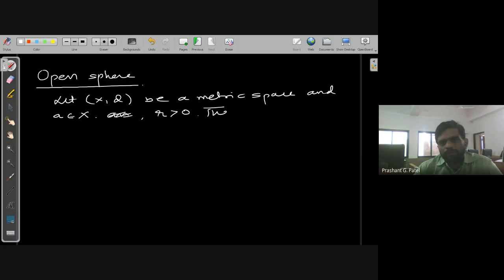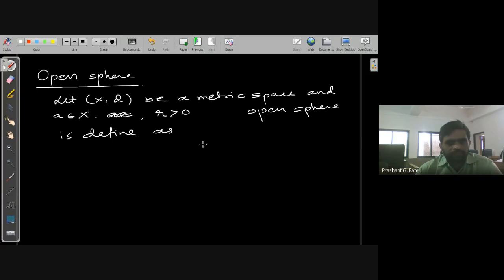Then the open sphere. It should not be called "the open sphere", because there are many. A sphere is defined as the set of all points x such that the distance between x and a is less than r.